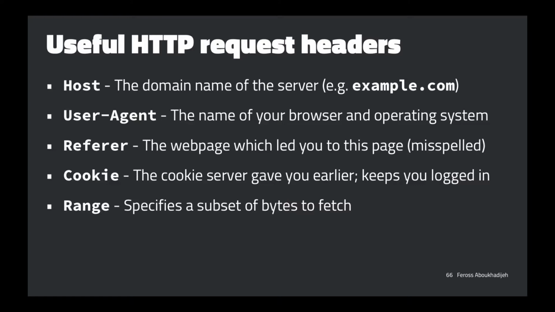And then there's user agent. That is the name of your browser and operating system. That lets the server know who's calling in. This is actually really useful for detecting when a visitor is a search engine. For example, when Google requests a website, it'll say I'm Googlebot. It's actually what it's called, Googlebot. And then the server can know, okay, that's Google crawling my website.